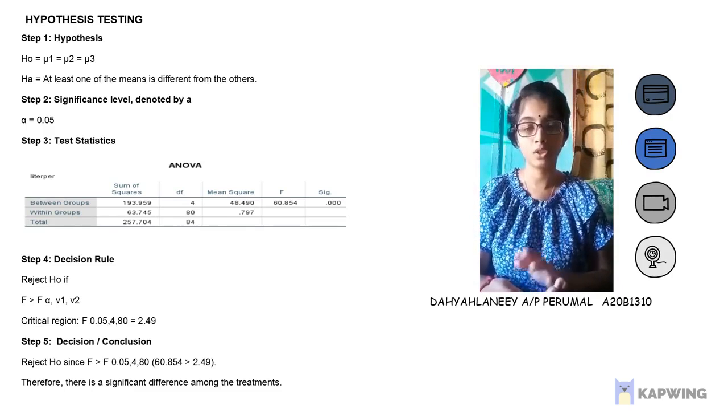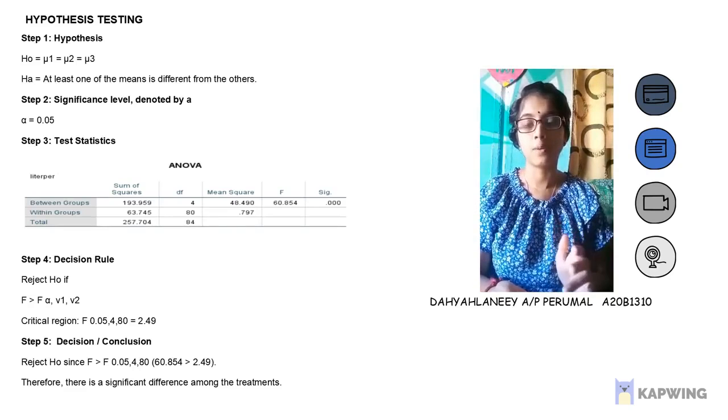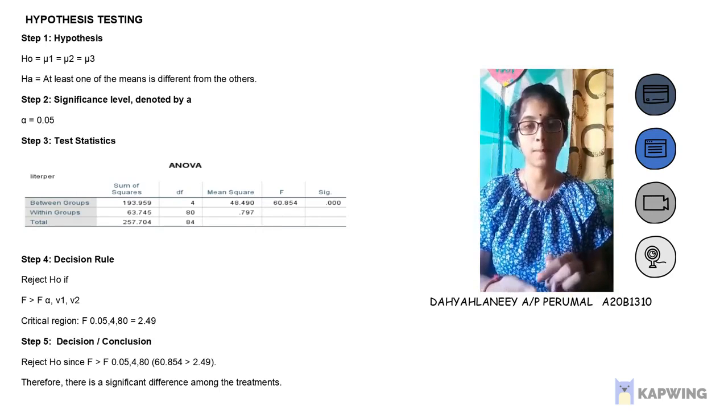The last step is the decision or conclusion step. So reject H0, the null hypothesis, since the F is greater than F 0.05, 4 and 80. 60.854 is greater than 2.49. So therefore, there is a significant difference among the treatments.